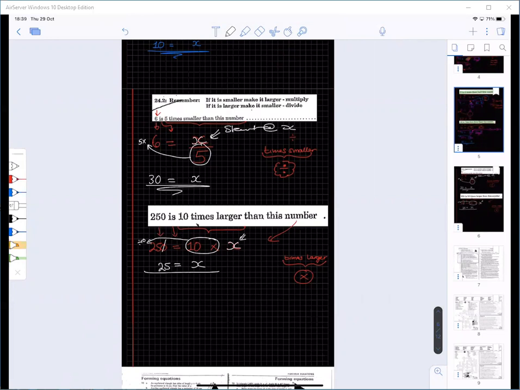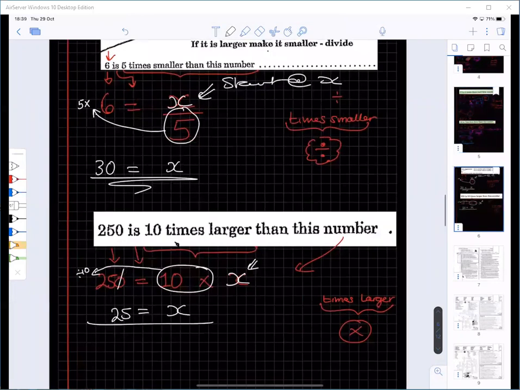Times larger means times, and times smaller means divide. So you've got to look at the wording of that package. Times smaller, times larger. Here they are. Look carefully.